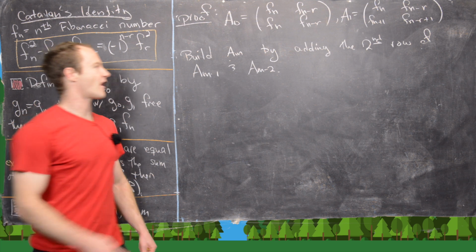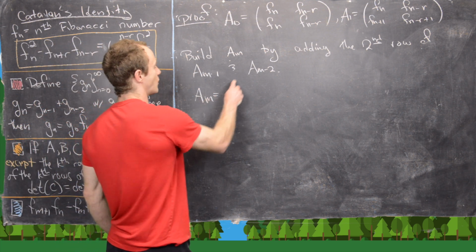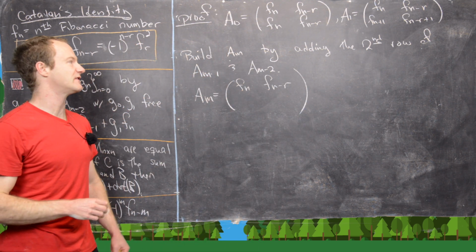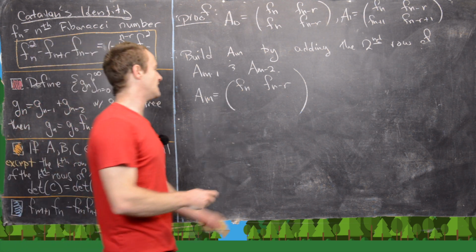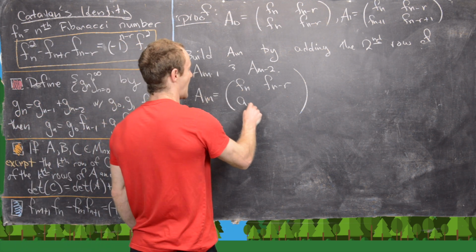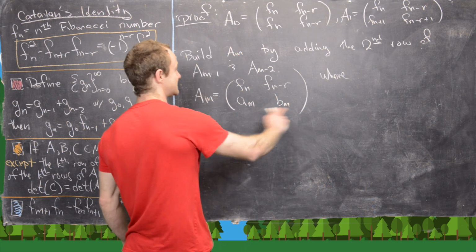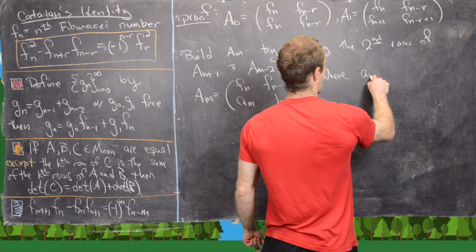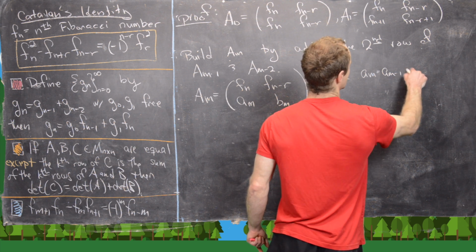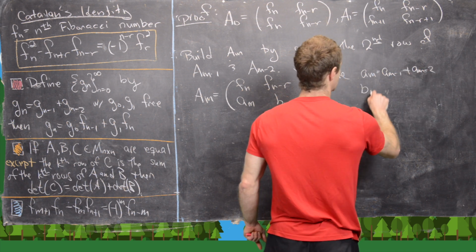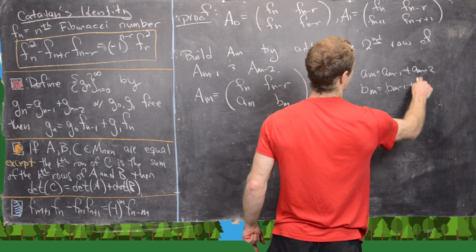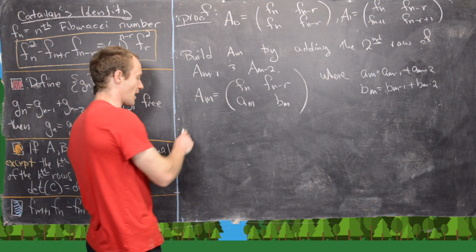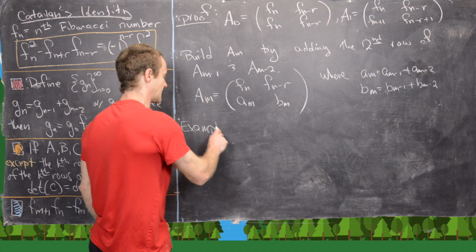So in other words, we have the following setup. A_m equals, so this will be F_n, F_{n-r} in the first row, because notice we're leaving the first row unchanged. And then down here we'll have numbers a_m and b_m. The second row is equal to the sum of the second row of these two. In other words, a_m equals a_{m-1} plus a_{m-2}, and b_m equals b_{m-1} plus b_{m-2}.